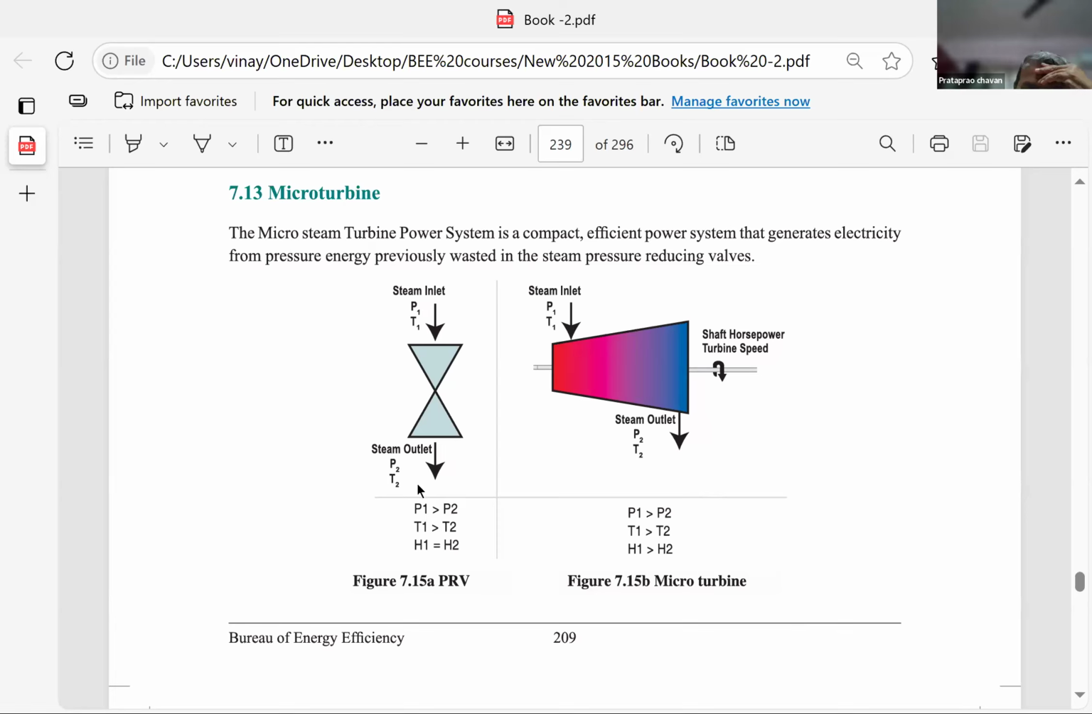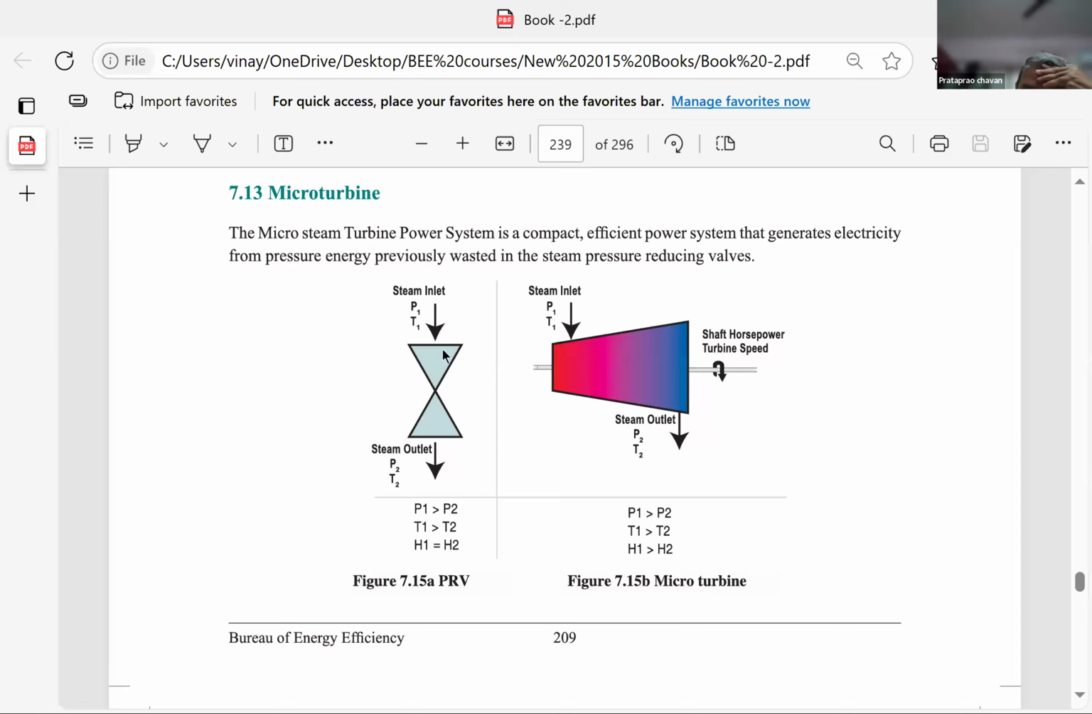The inlet and outlet of a pressure reducing valve, it only changes pressure P1 to P2, where P1 is higher, P2 is lower. Temperature 1 is higher, temperature 2 is lower. But the total heat contained per kg of steam here and here is the same. There is no heat loss. Without heat loss, a pressure reducing valve reduces the steam parameters, pressure and temperature, to a lower value.